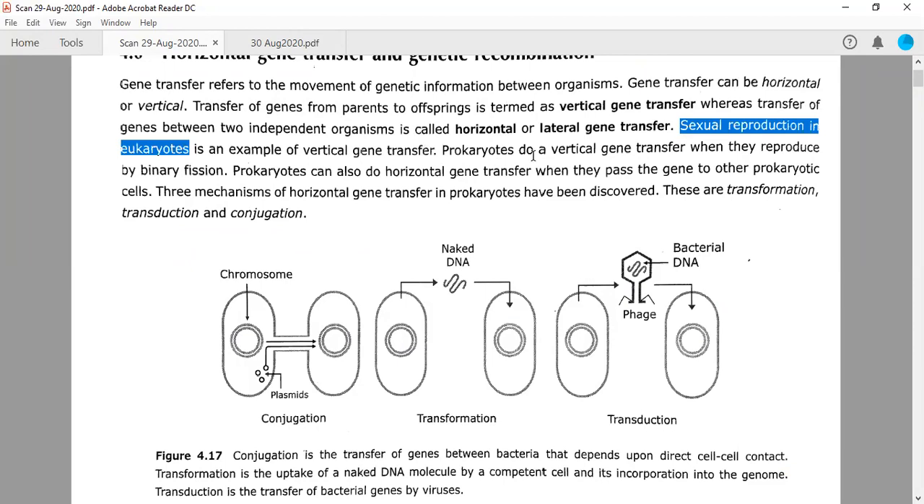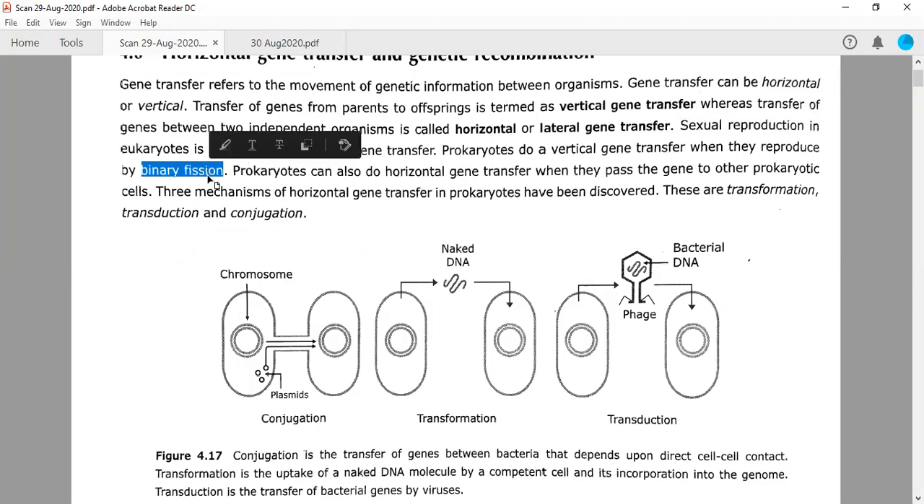Whereas the prokaryotes also do a vertical gene transfer if they divide by binary fission, because we know before binary fission, bacteria need to replicate its chromosome, and then the two daughter cells will have the same copy of chromosome or plasmids. So binary fission is a type of vertical gene transfer.